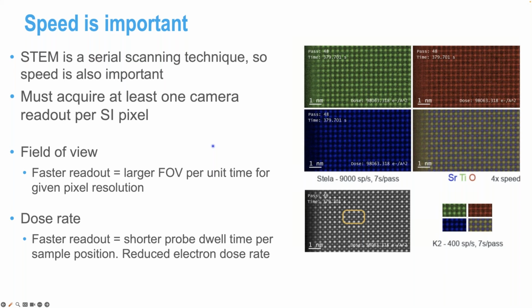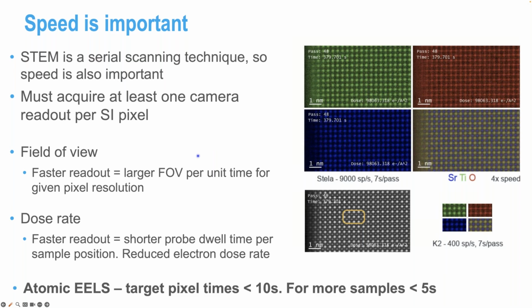Kind of sounds obvious, but that's going to reduce the electron dose rate significantly. So we can basically work at larger fields of view per unit time for the same resolution, and we can go faster. So we have access to higher or lower dose rates.